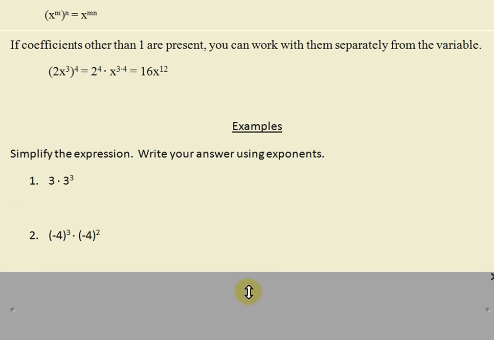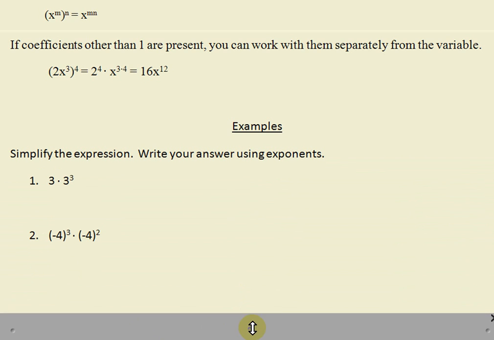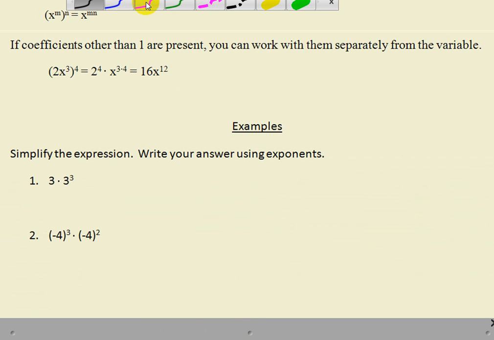Simplify the expression, and write your answer using exponents. So in our first case, we have 3 times 3 to the 3rd power. So our base is 3, and we can add exponents. Notice, remember that we have 1 here in the first term. 3 is equal to 3 to the 1st power, and then we add the exponent from the second term, and we end up with 3 to the 4th.